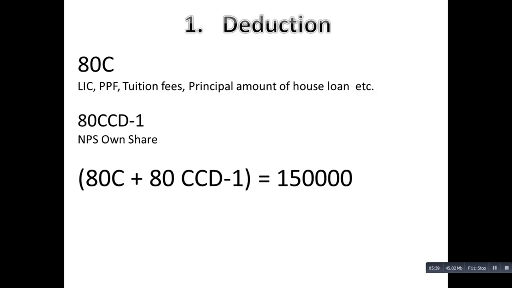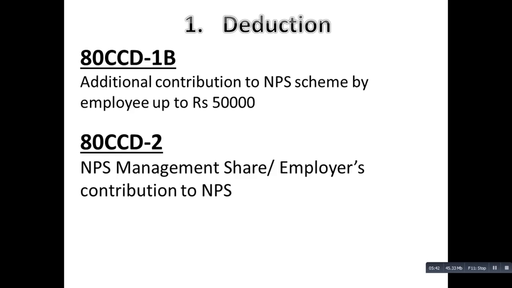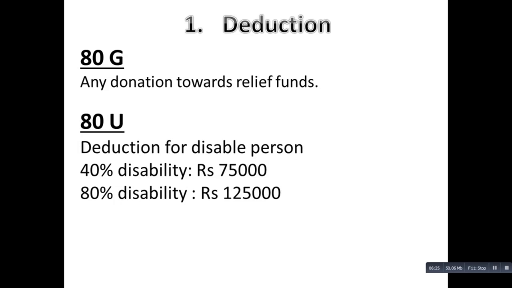Next type of deduction is 80CCD(1B). This is an additional contribution towards the NPS scheme. We can say this is an additional deduction also. So even if 80C and 80CCD(1) both exceed 1,50,000, in that case also you will get this benefit, we'll discuss in the example. And then next is 80CCD(2). This is the NPS employer's share, that is the government share for the employee.